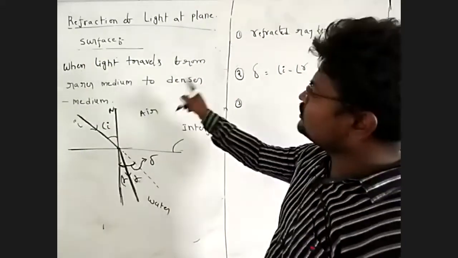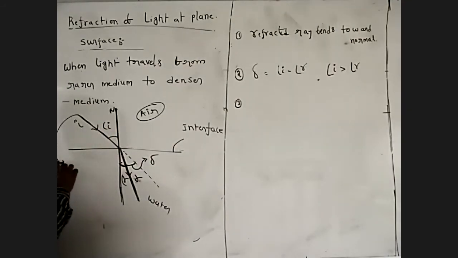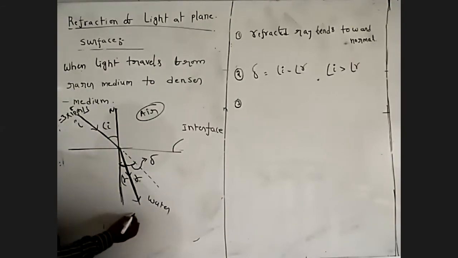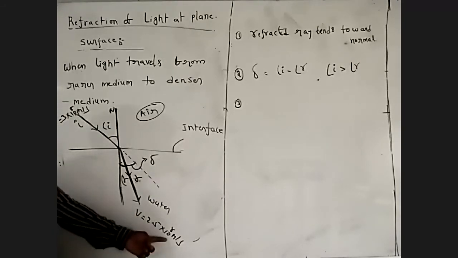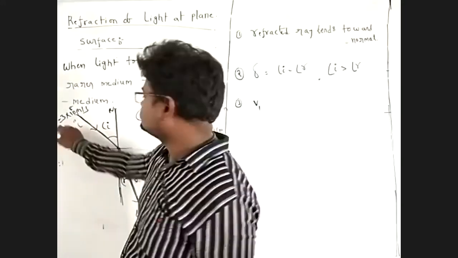When light travels from a rarer medium to a denser medium, consider the speed of light. The speed of light in air is equal to 3 × 10⁸ meters per second. The speed of light in water is equal to 2.5 × 10⁸ meters per second. Now we will see, this is V1, this is V2.